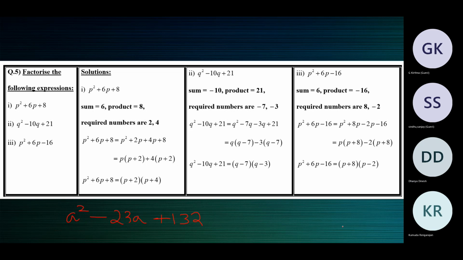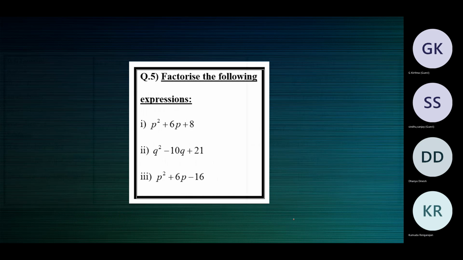Ma'am. Yes, Danya, you're done? Yes, ma'am. What are the factors? a minus 11 and a minus 12, ma'am. a minus 11 and a minus 12. Yes, that's right. Very good, Danya. Thank you, ma'am. Let's try it together now.